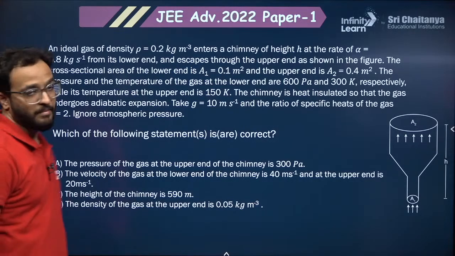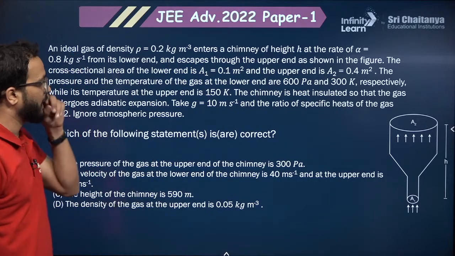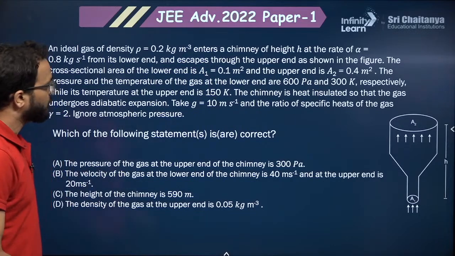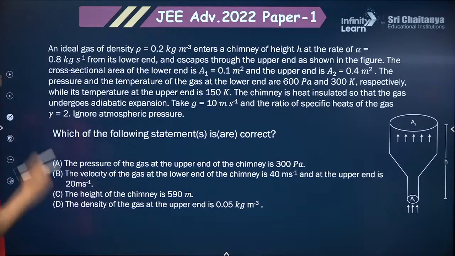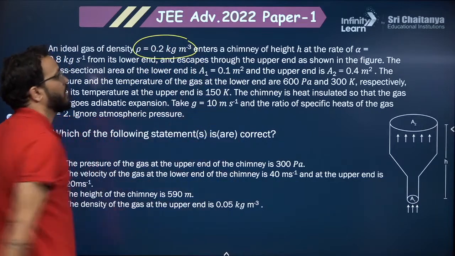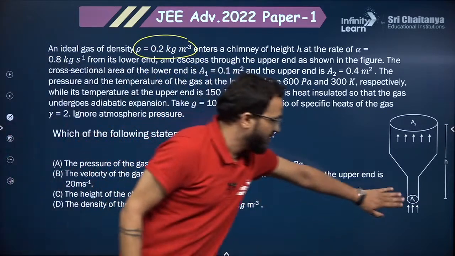Oh God, now this is an amazing question. This is also a very tricky question. I will count this as one of the trickiest questions in the paper. So let's begin. This will take up some time. So ideal gas of density rho is 0.2 kg per meter cube. So density at this particular point is given, right?